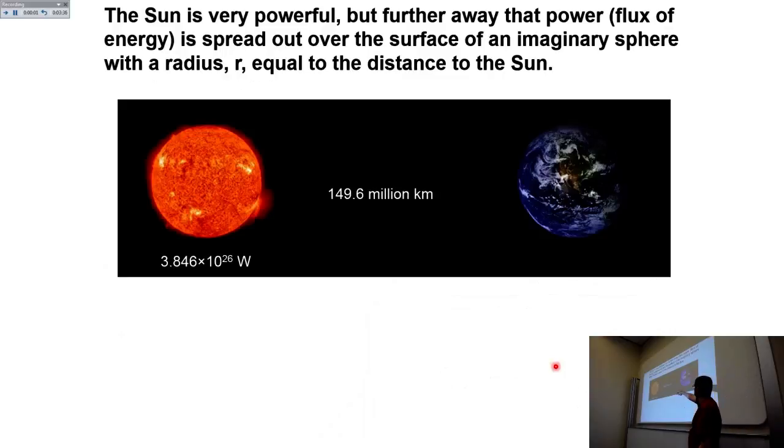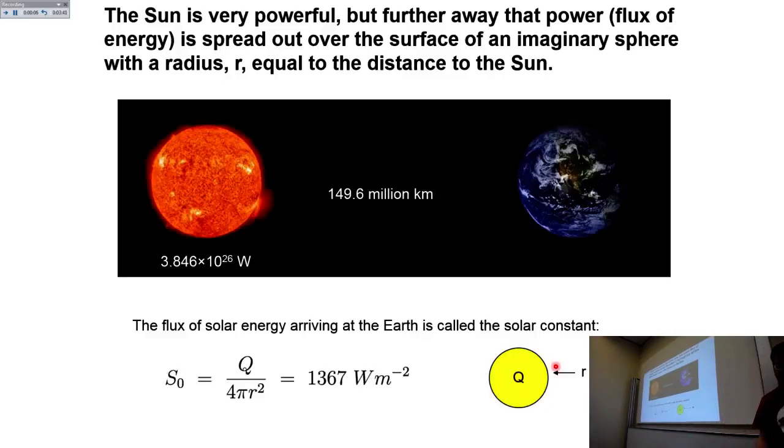So this is the sun, this is the Earth, quite obviously. The further you are away from something, the more dilute that energy will be from the sun. So imagine the total power of the sun, Q in this equation down here. The further you get away, imagine that energy spread out over a sphere that's got a radius of however far you are away from the Earth. Okay, so this is where this R in this equation comes from. That's the distance between the Earth and the sun.